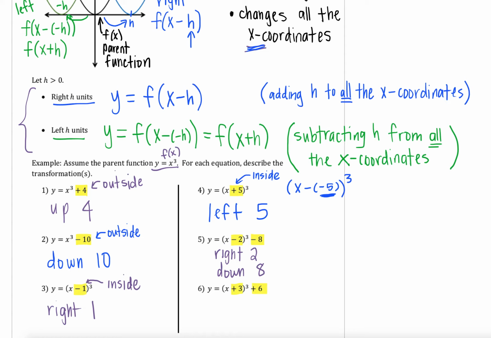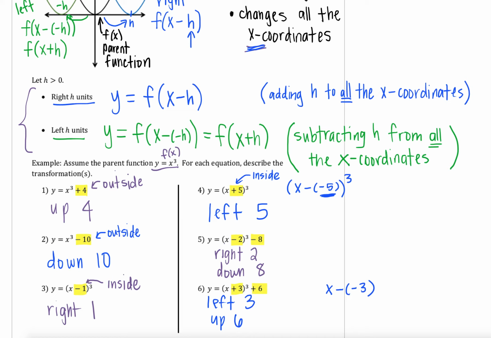So this is a horizontal shift. And in this case, that x plus 3, remember, we can rewrite as x minus negative 3, which tells me that we are going to the left 3. The plus 6 is happening outside the function, and since we're adding 6, we know that we are going up 6. And it's a vertical shift because that addition is happening outside the function.